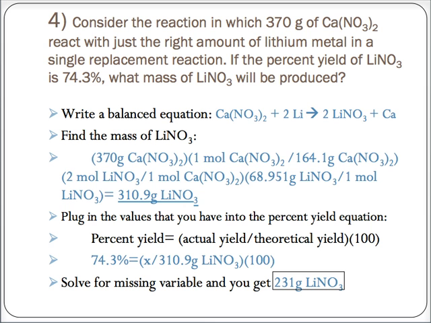So we have to plug the values that we have into the percent yield equation. We have the percent yield, which is 74.3%, and that equals the actual yield, which here I made an X, over the theoretical yield, which is what we just calculated, the 310.9 grams of LiNO3, and we multiply that by 100. So if we solve for the missing variable, which we do by dividing the 74.3 by 100 and then multiplying by the 310.9, we then get 231 grams of LiNO3.